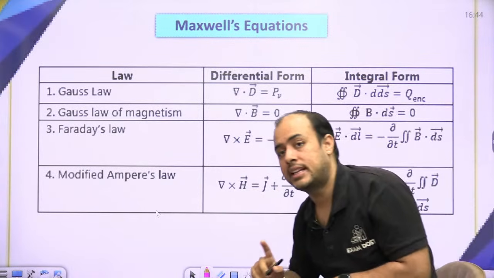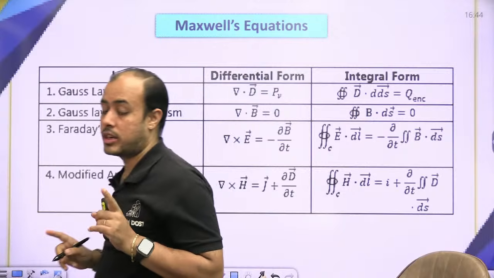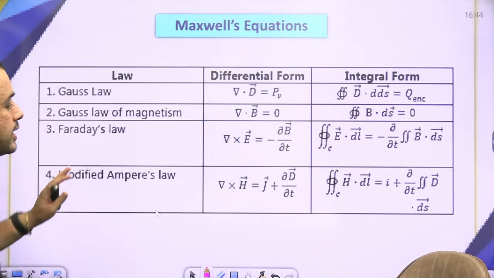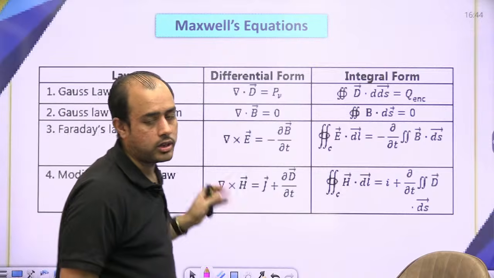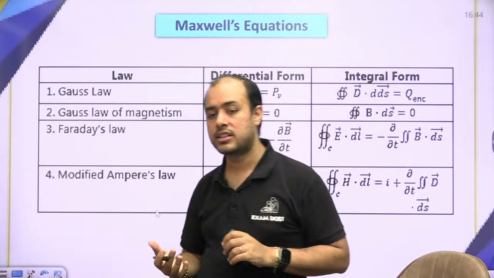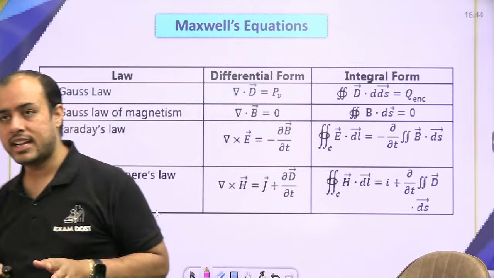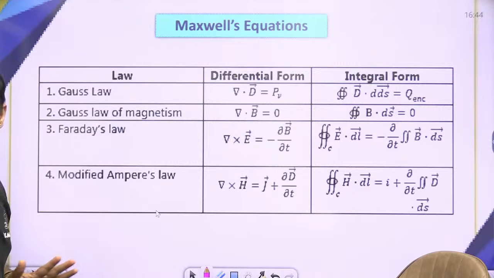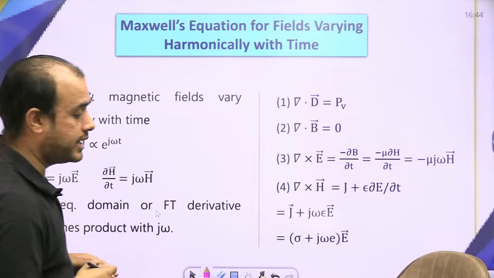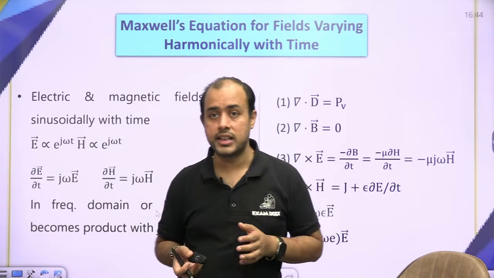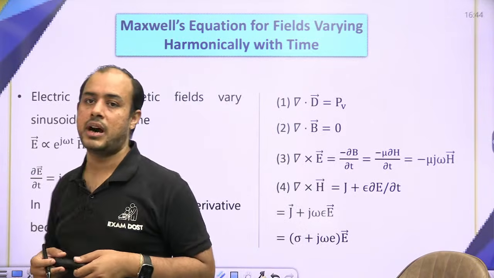So actually beta, Maxwell only modified one law, that was Ampere's law, and he collected 4 laws of electromagnetism and gave them the name of Maxwell equations. He modified one, collected the 4 laws and said these are Maxwell's equations.